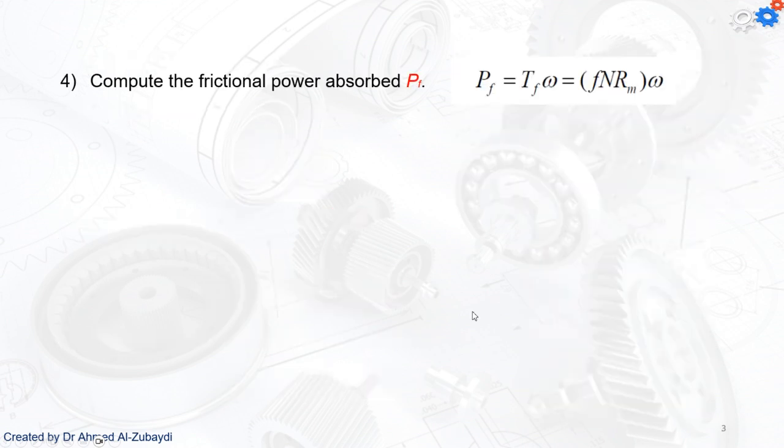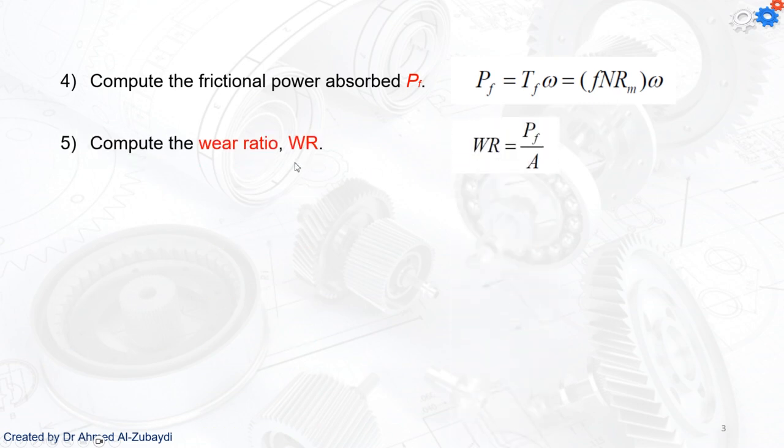Next step is to calculate the frictional power absorbed, and this will be equal to torque multiplied by omega. Omega is the rotational velocity. Torque is the coefficient of friction multiplied by the normal force multiplied by the mean radius. The unit is going to be in Newton, of course.